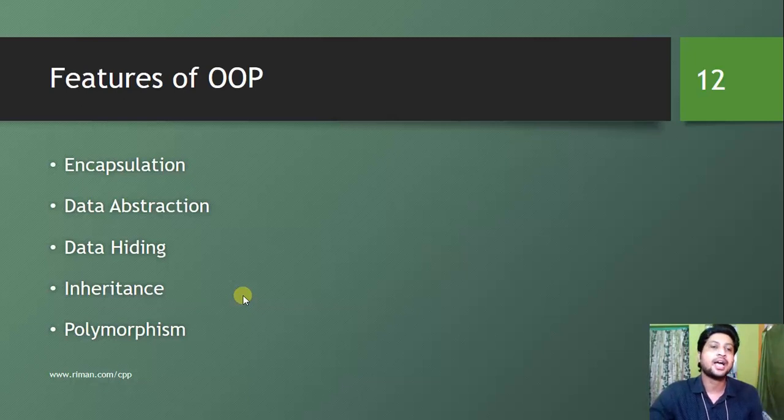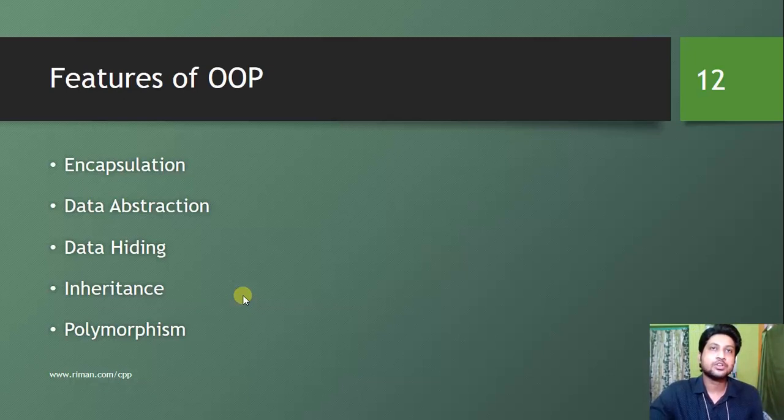Data hiding means hiding the data part and not letting anyone handle the data except the similar type of group or someone from that particular group. Like, suppose there is a class, no one can handle the class data except someone who belongs to, or who is an instance of, that class.